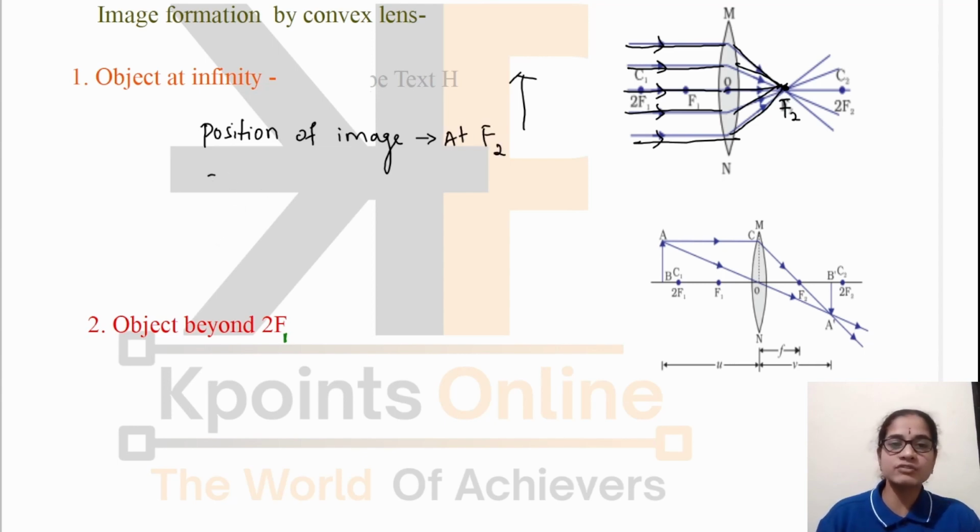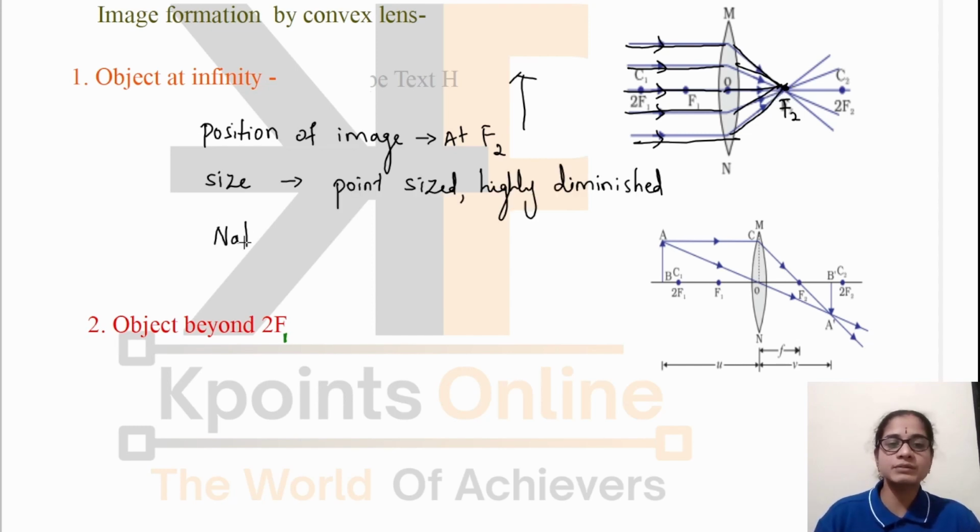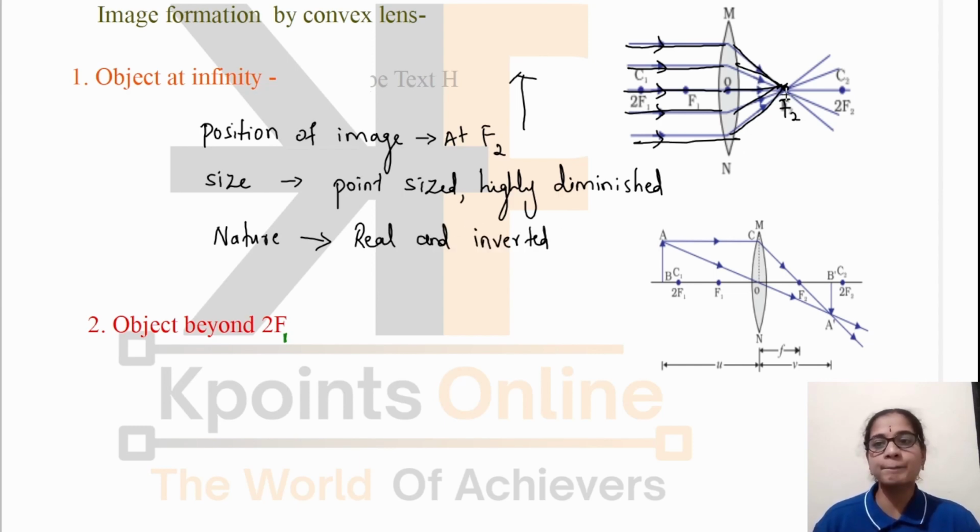And what is the size of the image formed? It is point sized, highly diminished. And what is the nature of the image? The real and inverted image is formed, because these refracted rays are meeting at this point. So real and inverted image is formed here.